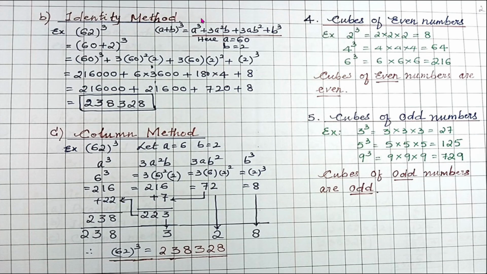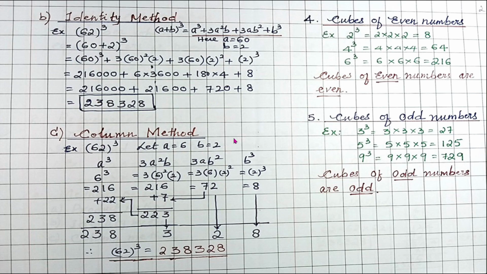In the identity method, we have to use an identity: (a plus b) whole cube is equal to a cube plus 3a square b plus 3ab square plus b cube. Here 62 is split as 60 plus 2, where a is taken as 60 and b is taken as 2. Using the identity and simplifying, we get 238328. In the identity method, we use this identity to get the cube of the given number.